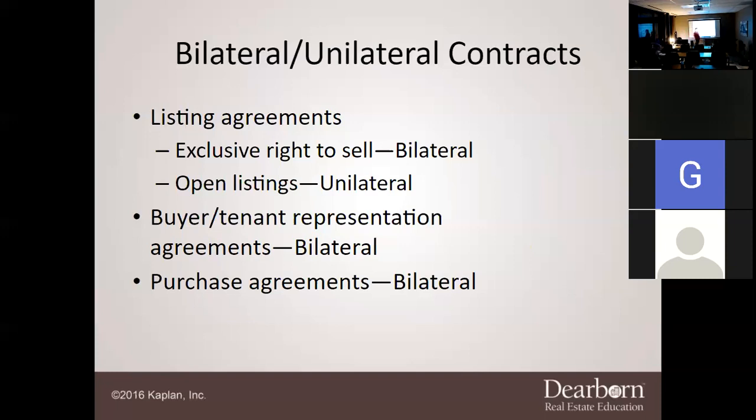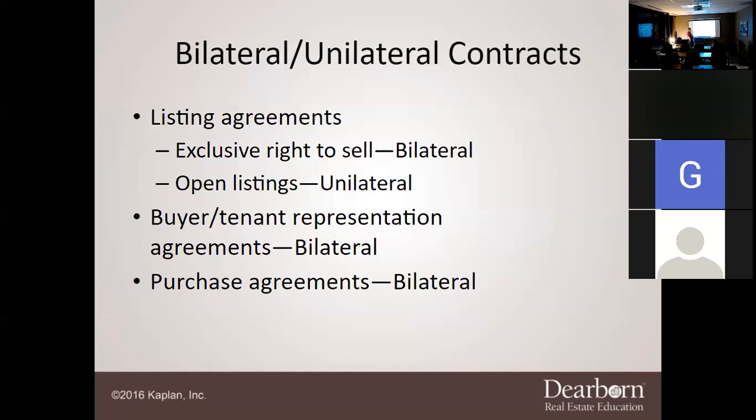I like those ones. You like them, don't you? Under an open listing, that's the bad part. Under an open listing, I basically say everybody can go sell my property, including myself, and whoever brings the buyer gets a paycheck. Now, do you want to work that one? No, not at all. So that is a unilateral contract. It only benefits one person. Therefore, an open listing is me letting anybody list my property, but whoever brings a buyer gets a paycheck.